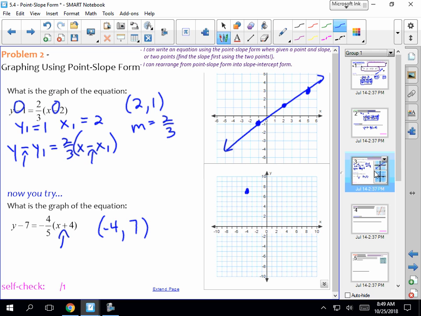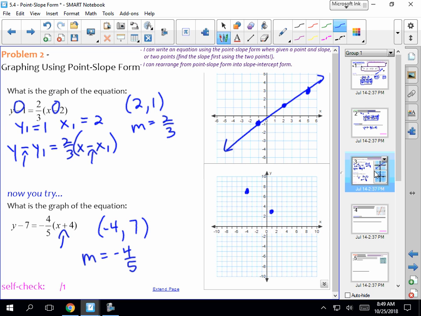Scaling small on this one. Negative 4, 7. I think I got it in the right spot. And then we have a slope equal to negative 4 over 5. So give me instructions. Where do I go from here? Down 4. 1, 2, 3, 4. To the right. 1, 2, 3, 4, 5.